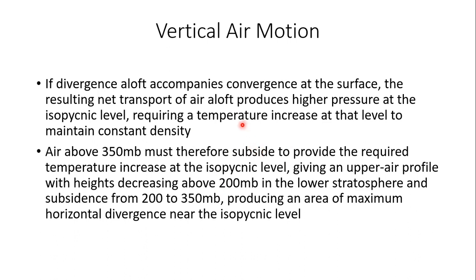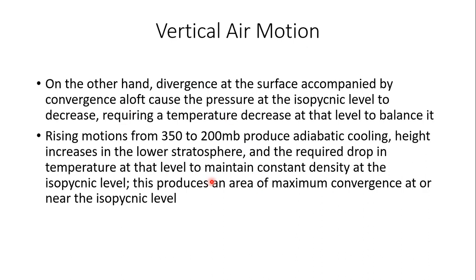In this example, if we have divergence aloft and low level convergence at the surface, you generally are going to have higher pressure produced at that isopycnic level. Therefore, it's going to require a temperature increase at that level. So the parcels of air, the vertical air motion, is going to be to sink or subside, because as that air sinks and subsides, it undergoes adiabatic warming. And that's going to allow some of these upper level heights to decrease, in this case, above 40,000 feet, above 200 millibars in the lower stratosphere.